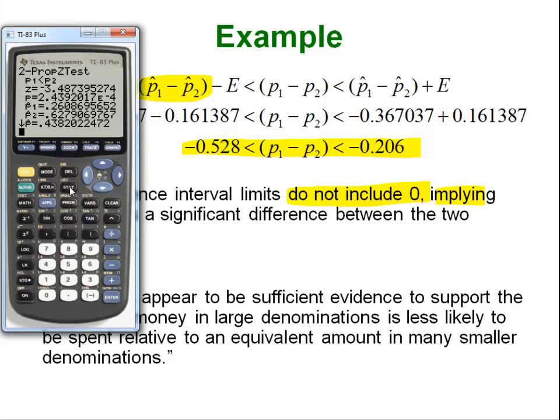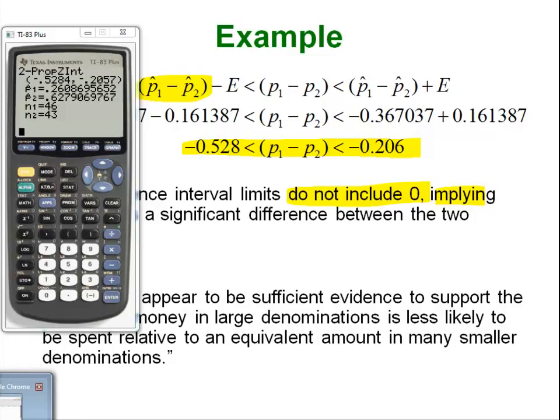Okay, what if we want to do the confidence intervals? Same menu, only now we just go down to the 2 proportion z interval, z int. Our x's and n's are already there. We were calculating a 90% for this one, and there it is, same numbers, right? Negative 0.528 and negative 0.206 if you round up to 3. So very simple in the calculator.